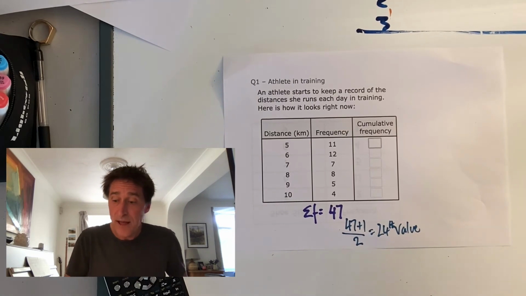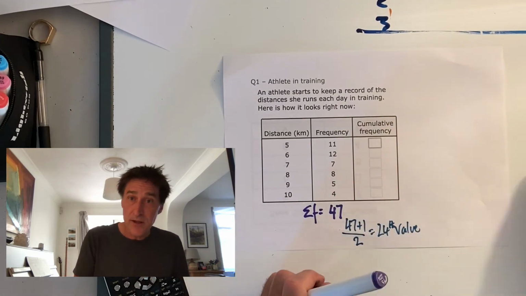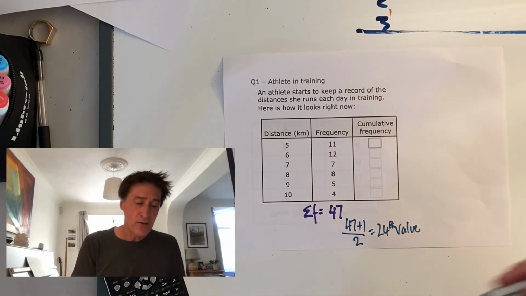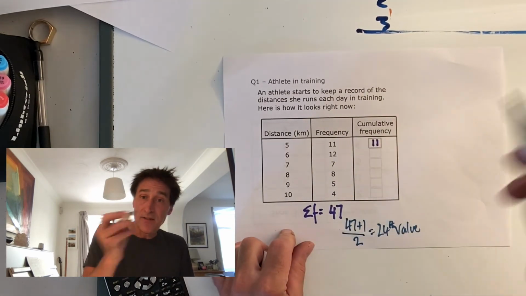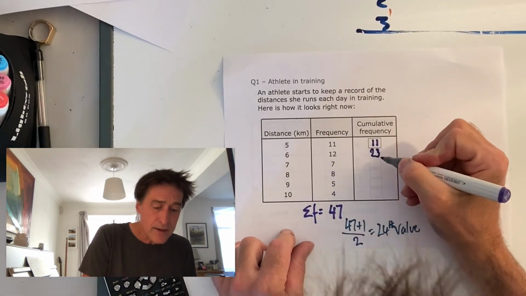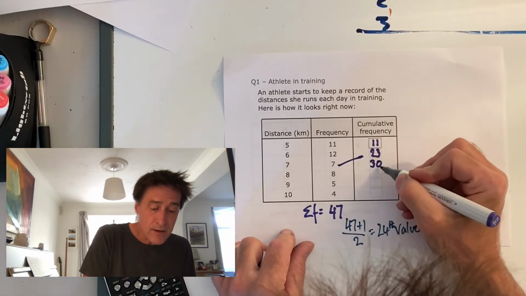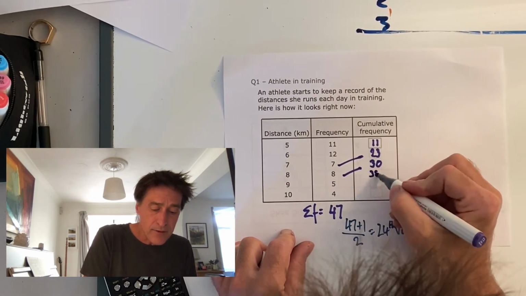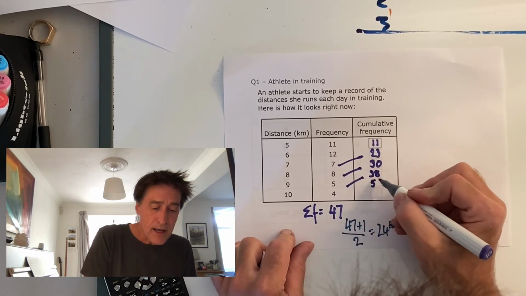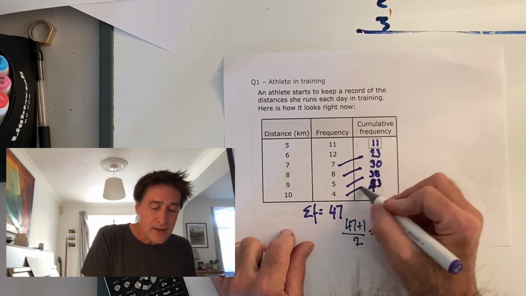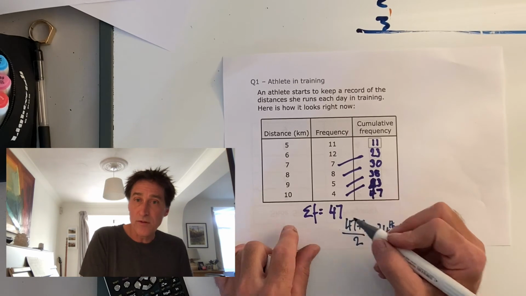How can I help myself do that? Well, as we said, we've got here the cumulative, adds up as you go along, frequency. So I'm going to do that. First 11 here, then she gets the next 12 on top of that, so that is 23. Then the next 7, add that to the 23, makes it 30. Then I'm going to add the 8 to the 30 to make 38, add the 5 to it to make 43, and add the 4 to it to make 47, which is what I wanted. I wanted 47, didn't I?